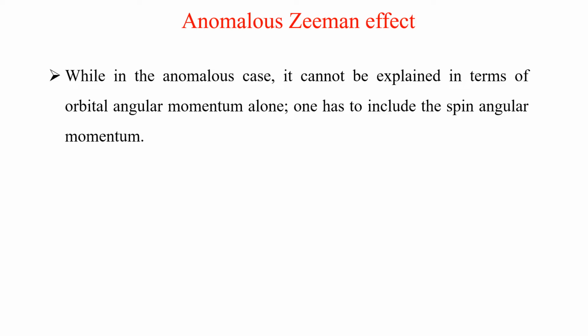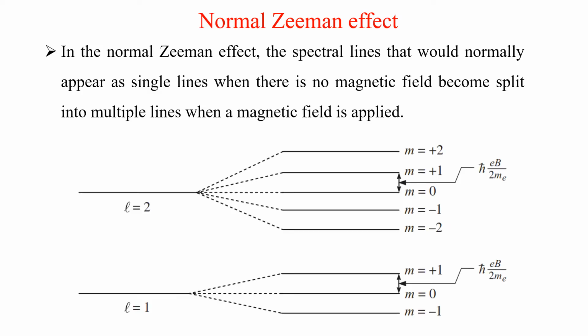While in the case of anomalous Zeeman effect, it cannot be explained in terms of orbital angular momentum alone. We have to take care of the spin angular momentum also. In today's lecture, we will see both the cases, that is, without considering the spin and with the spin under consideration.